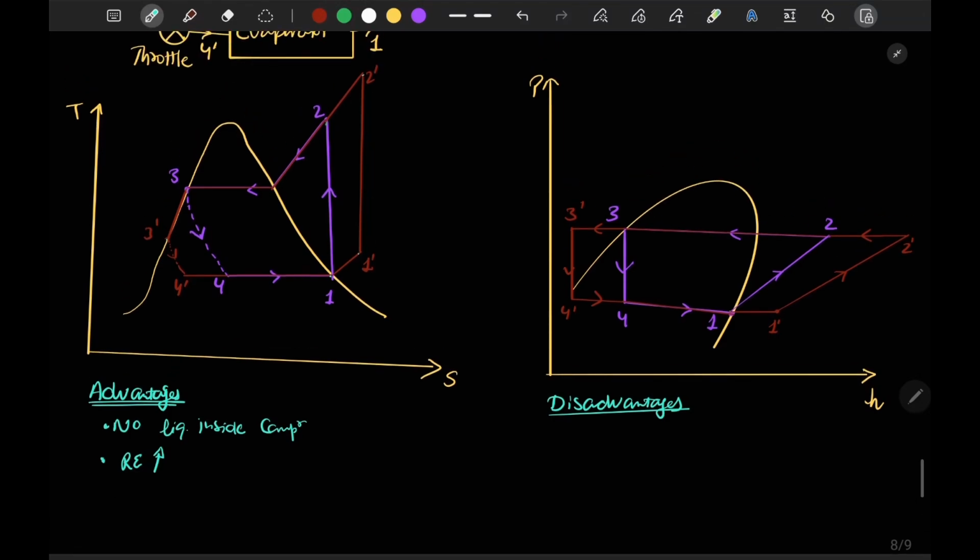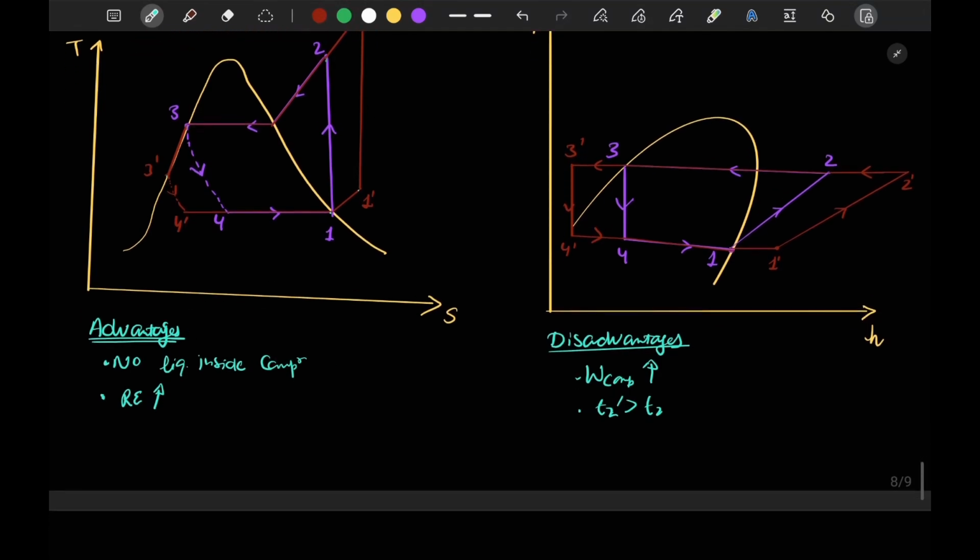So these are the advantages. If we talk about disadvantages, there are quite a few disadvantages also. First, the work by the compressor increases. The second, the discharge temperature, that is T2 dash, is greater than T2. So after compression, the compressor material should be made so that it can withstand the new temperature limit, that is T2 dash.